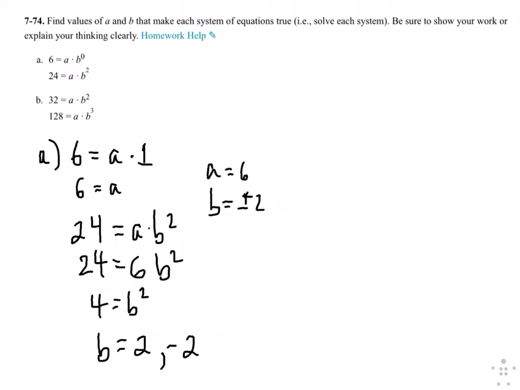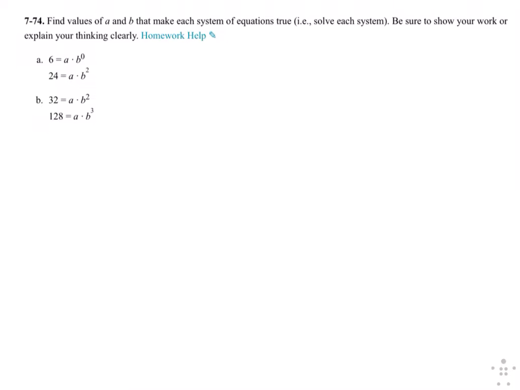And then B, let's do B. Let's make space. For B, we have the two equations, and I'm going to solve each one for A, right? So the first one becomes 32 over B squared equals A. And the second one becomes 128 over B cubed equals A. Now I'll use equal value methods. Since they both equal A, then they both equal themselves.